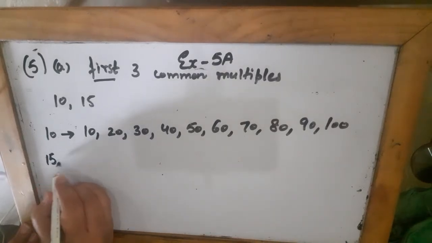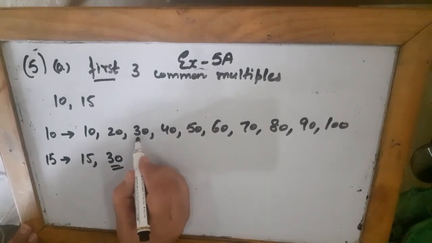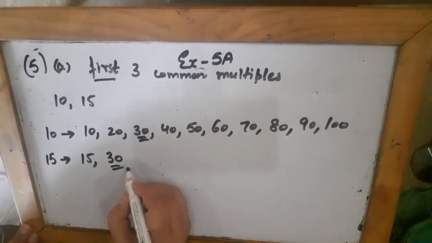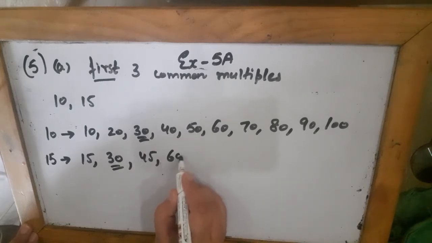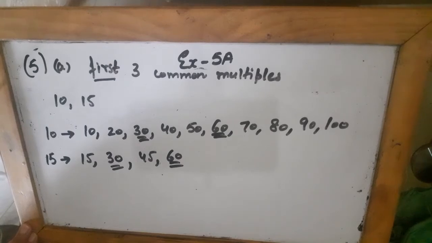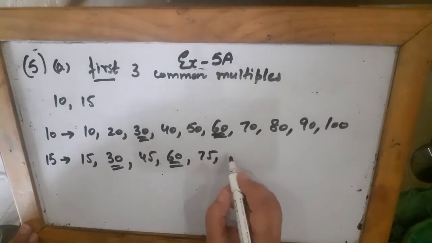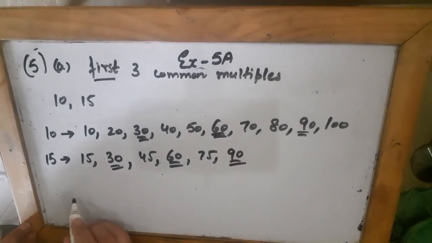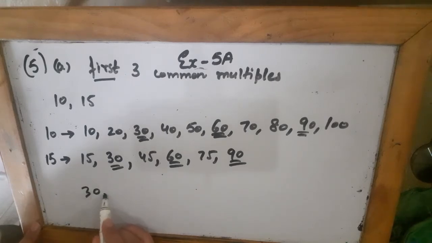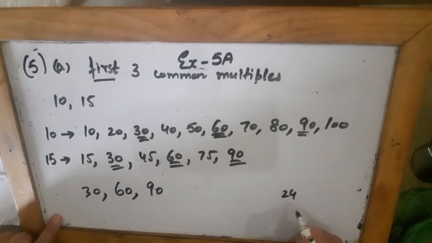Then I'll write the table of 15. So 15 ones are 15, 15 twos are 30. So this is my first common multiple. Then 15 threes are 45, 15 fours are 60. So this is my next common multiple, but I have to get 3. So 15 fives are 75, 15 sixes are 90. So this is my third common multiple. So what are the three common multiples? 30, 60 and 90.